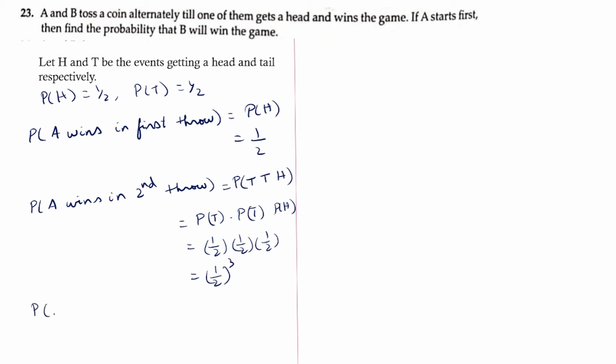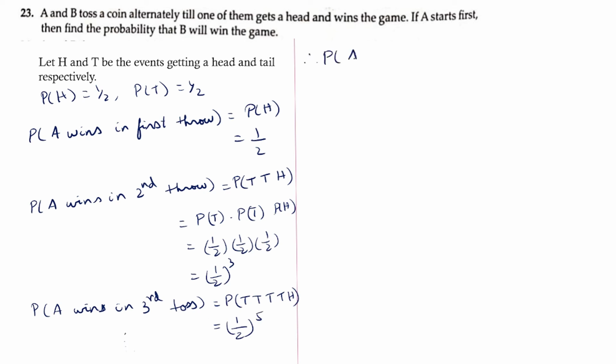And if we find the probability that A wins in the third toss, first A has to get a tail, then B has to get a tail. Again, A has to get a tail, B has to get a tail, and then A has to get a head. So the associated value will be half the whole raised to 5. Like that, this process goes on.